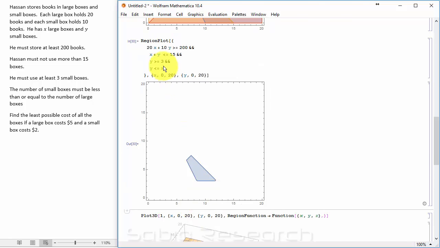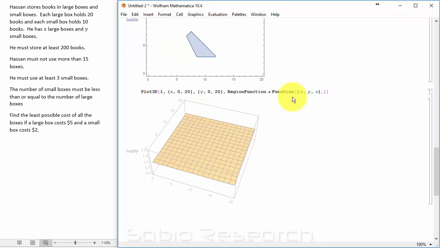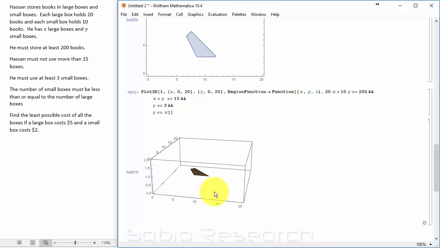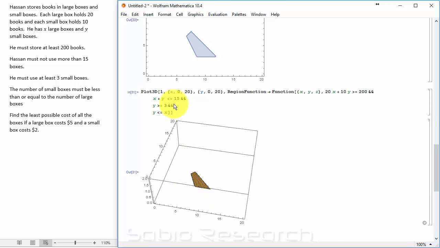And this is the only part that I want to see. So I can copy and paste it here. Okay, so end the function here, and then I will paste it. Then it's going to plot that part only for me. That's very nice. I didn't enter the cost here, but now I'm going to enter it.